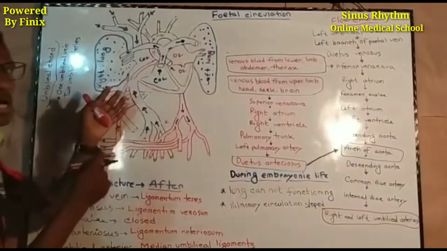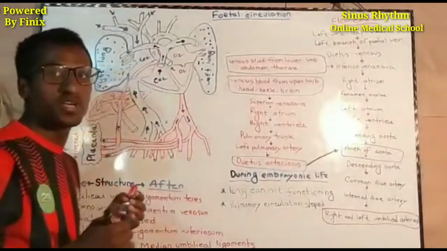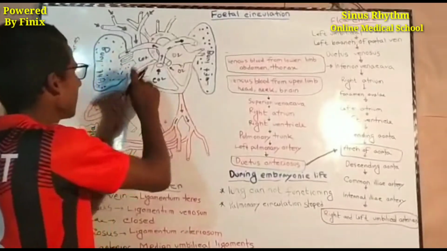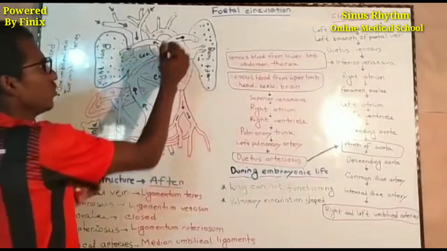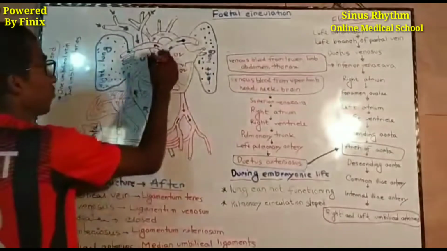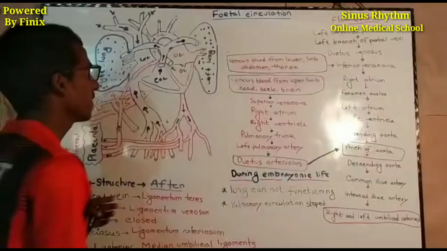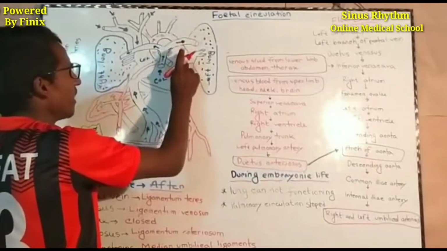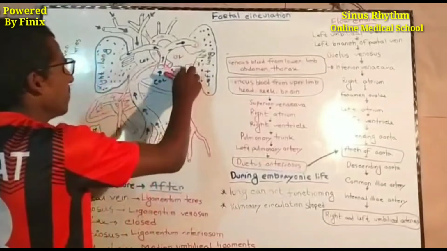Between the junction of the inferior vena cava and the right atrium there is a eustachian valve. The valve guides the vena caval blood to the left atrium through the foramen ovale. Here is the foramen ovale, between the junction of the right and left atrium. The oxygenated blood from the left atrium goes to the left ventricle through the bicuspid valve.